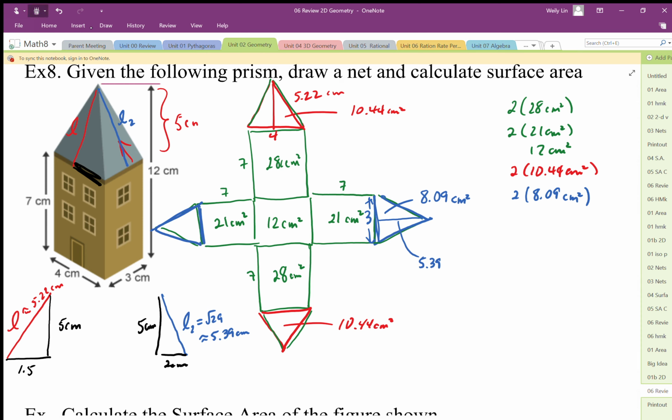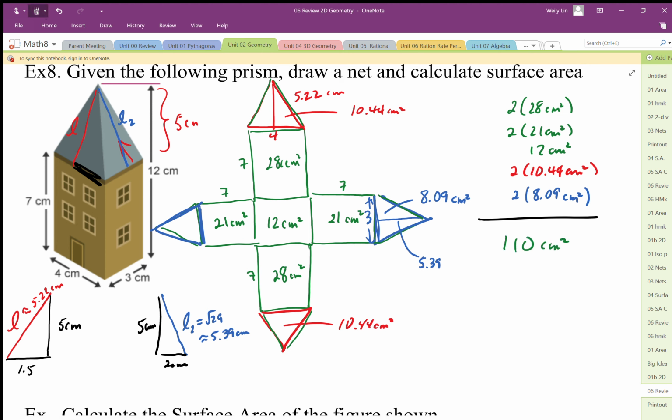So at this point, I'm going to sum this all up. Okay, so I end up with 28 times 2, which is 56, plus 21 times 2, which is 42, okay, plus the 12. So the rectangular pieces all add up to 110. I'm just going to do this in parts. So that's equal to 110 centimeters squared.